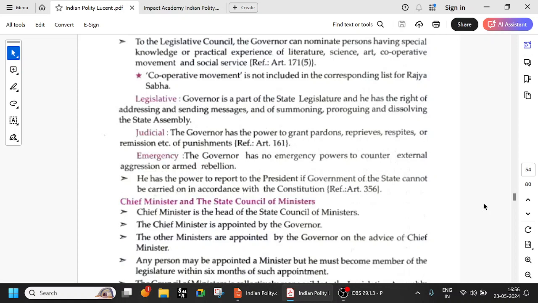So when it comes to legislative powers, governor is a part of the state legislature, and he has the right of addressing and sending messages and of summoning, proroguing, and dissolving the state assembly. So just like how we've seen the case of president, okay, the governor can also summon, prorogue, and dissolve.